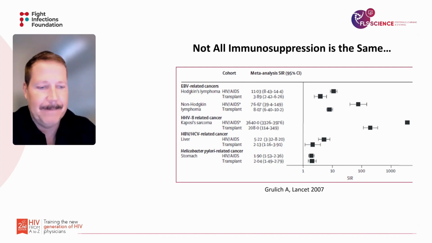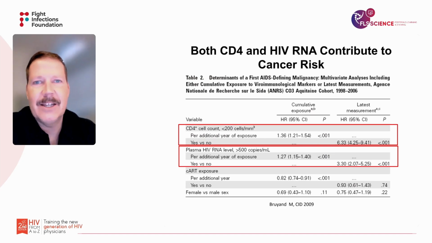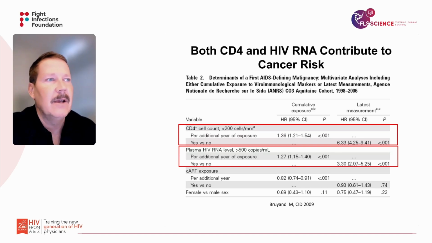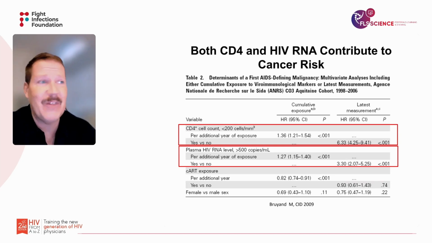So what could that be? There are data to suggest that HIV infection itself may contribute to the risk of cancer. And this could be through a direct effect or possibly an indirect effect. And so here I'm showing you a study from France from 2009, where they followed over 4,000 patients over an 8-year period. Again, these were the late 90s to early 2000s. And they looked at what were the factors associated with a new cancer diagnosis.